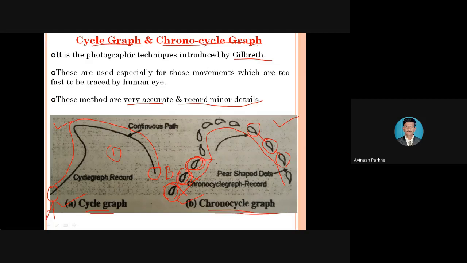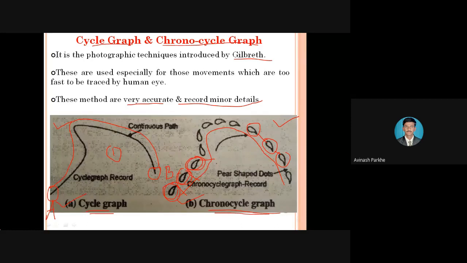But each and every dot has a meaning, whatever I have discussed just now. That is, the pointed end of that particular dot represents the direction of movement, maybe from left to right or from bottom to top, and the gap between these two dots represents whether your working speed increases or decreases. So such small movements can be recorded or tracked by using this cycle graph and the chronocycle graph.